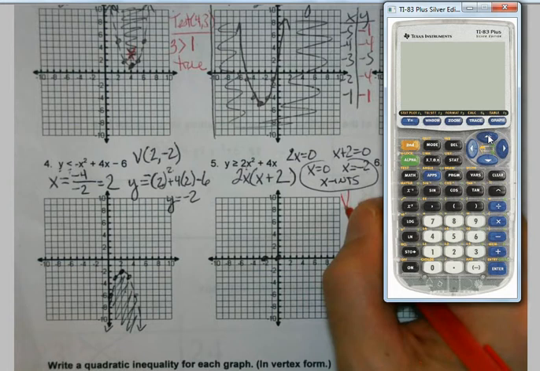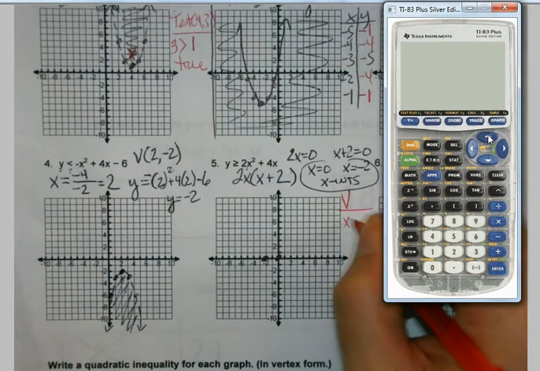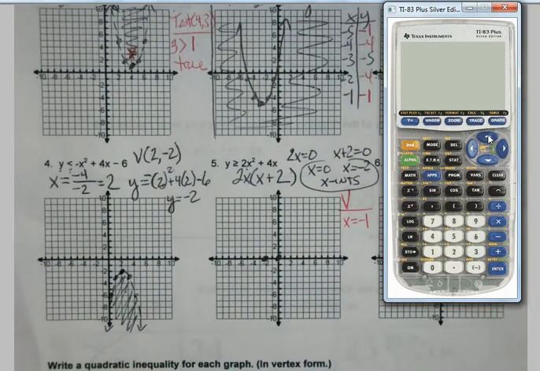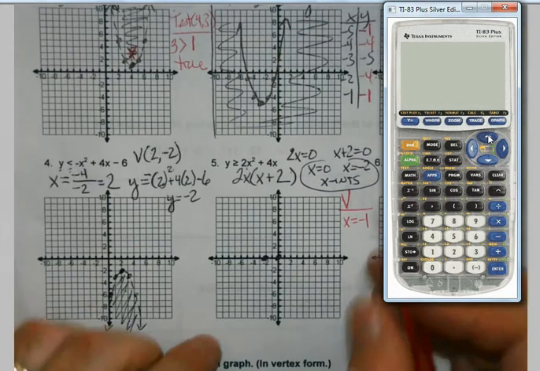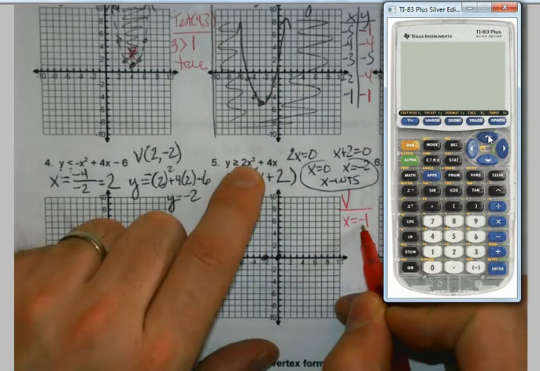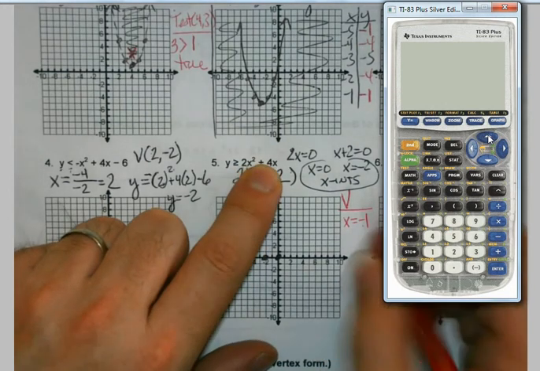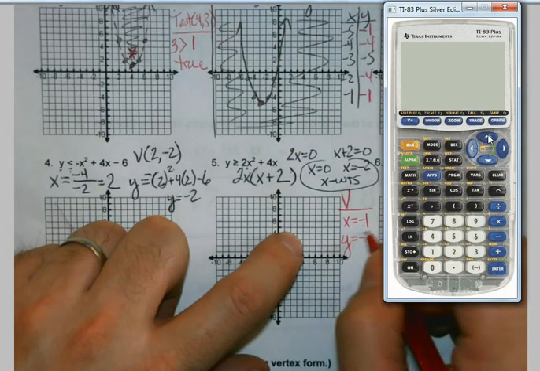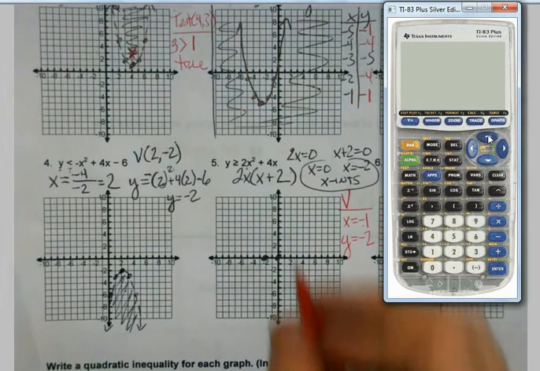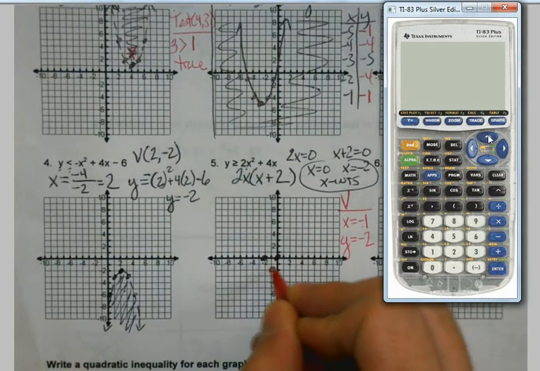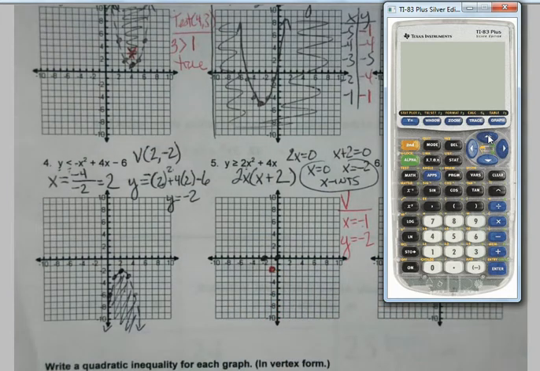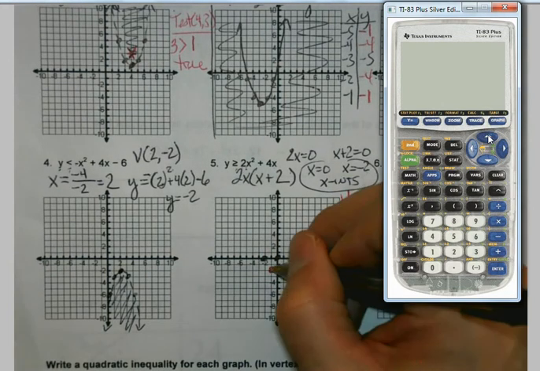So as far as my vertex goes, my x would be at negative 1, or I can always add those values together and divide them by 2. And then if I stick in negative 1 for x, I get 2 minus 4, which is negative 2. And once I have that third dot when I'm in vertex form, I'm good to go. I got me a really skinny graph here, which is going to have a solid line.